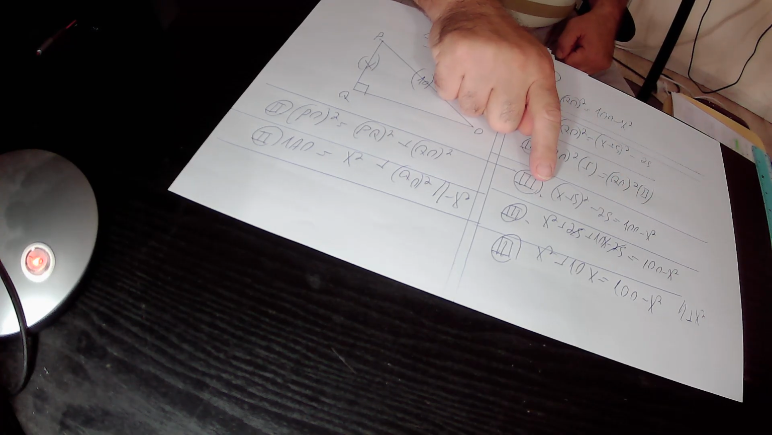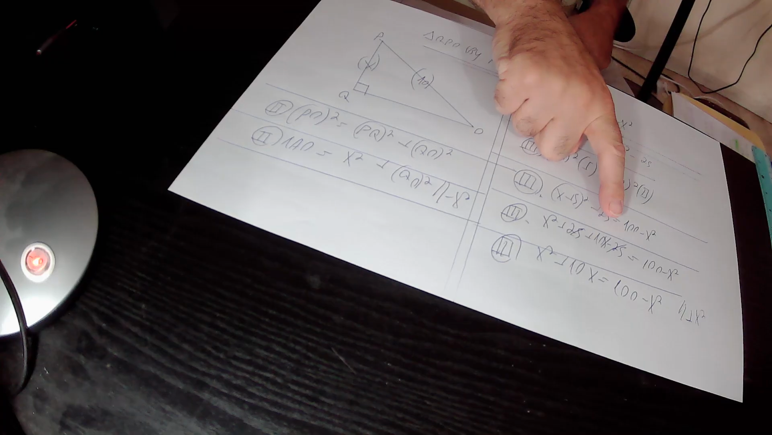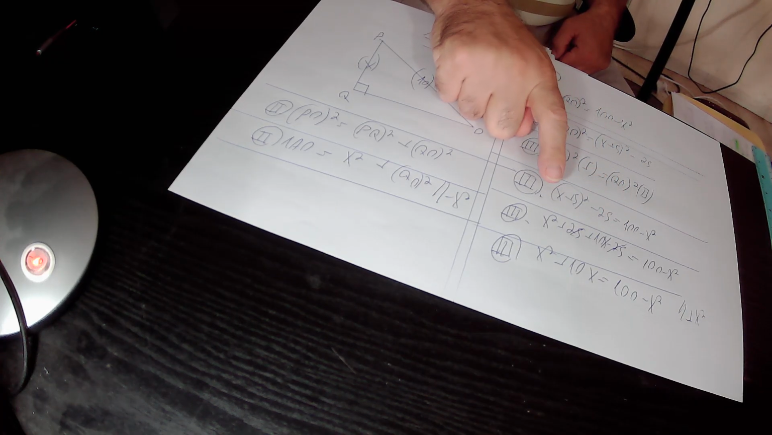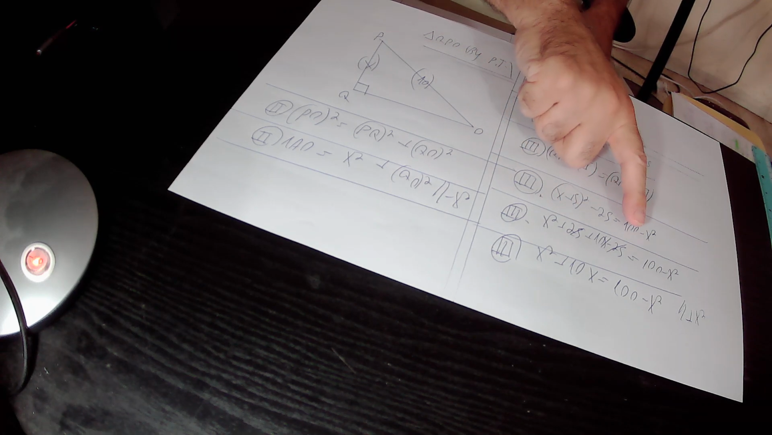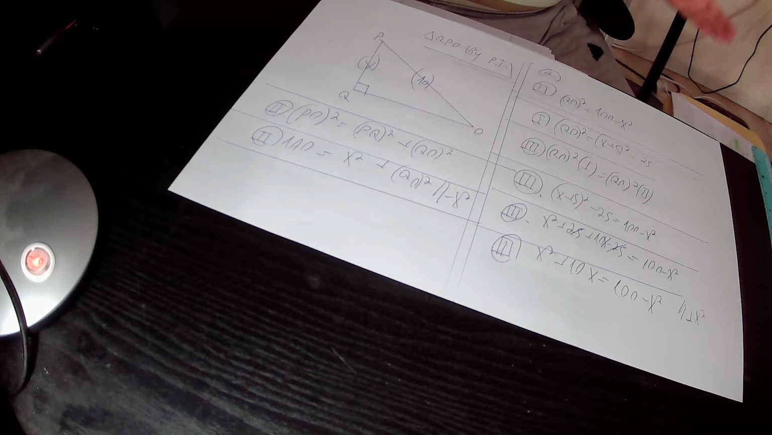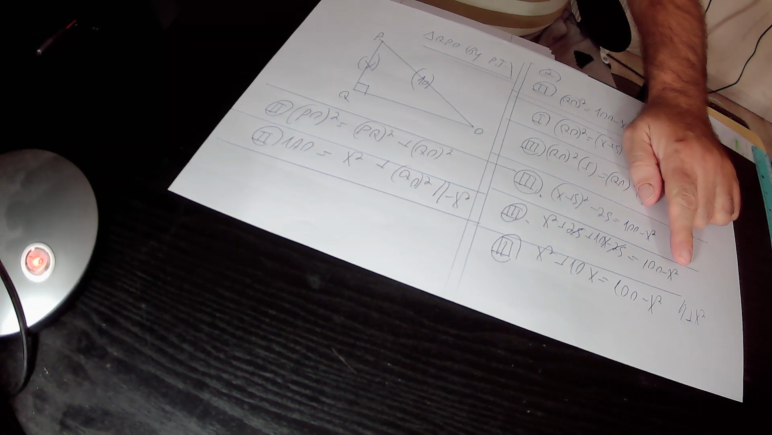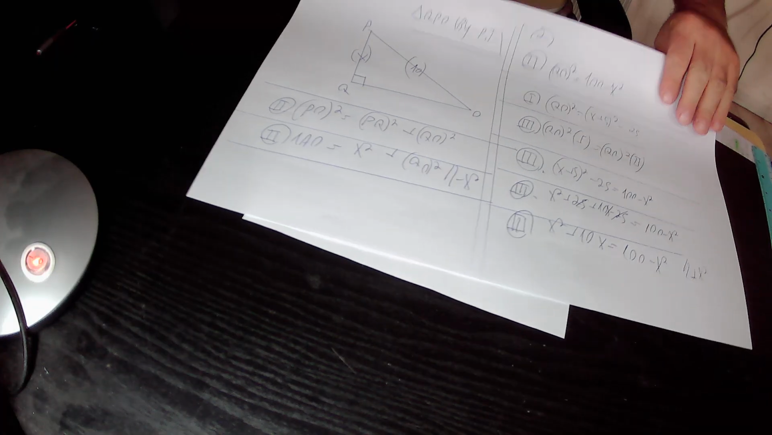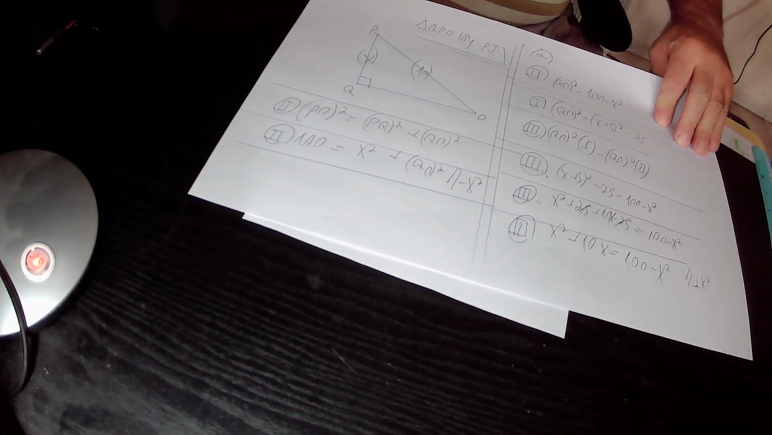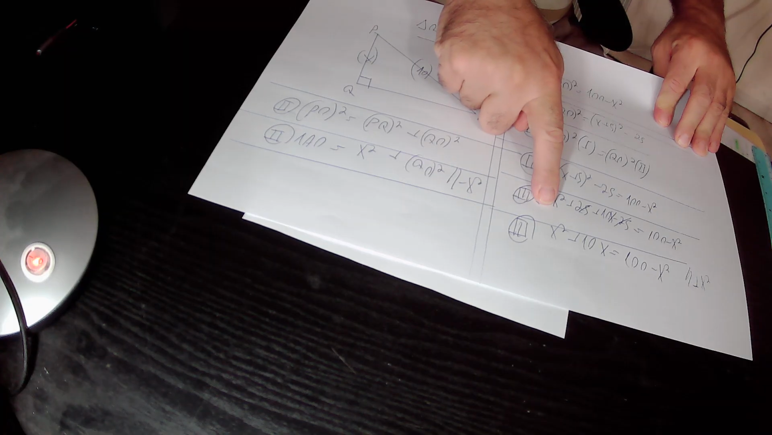Here, on this side of equation 3, we have 25 minus 25, that is 0. After we cancel 25, we are left only with x squared plus 10x, and it equals 100 minus x squared. So in total, according to equation 3, we found out that x squared plus 10x equals 100 minus x squared. Here we added x squared to this equation 3, and finally found out that x squared plus x squared is 2x squared plus 10x equals 100.